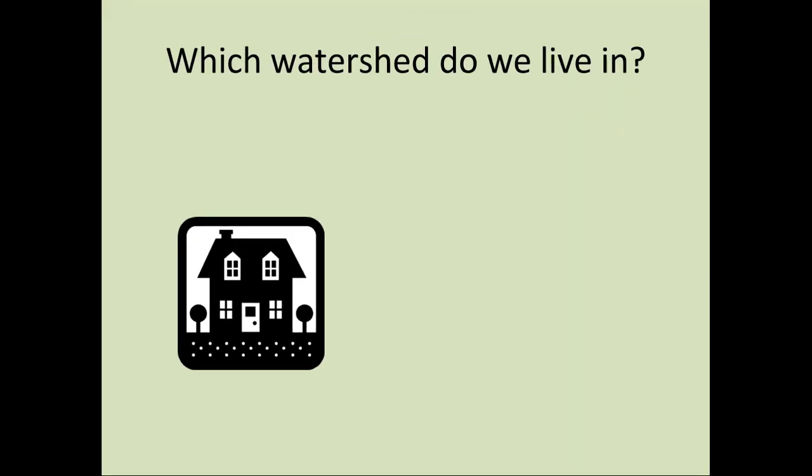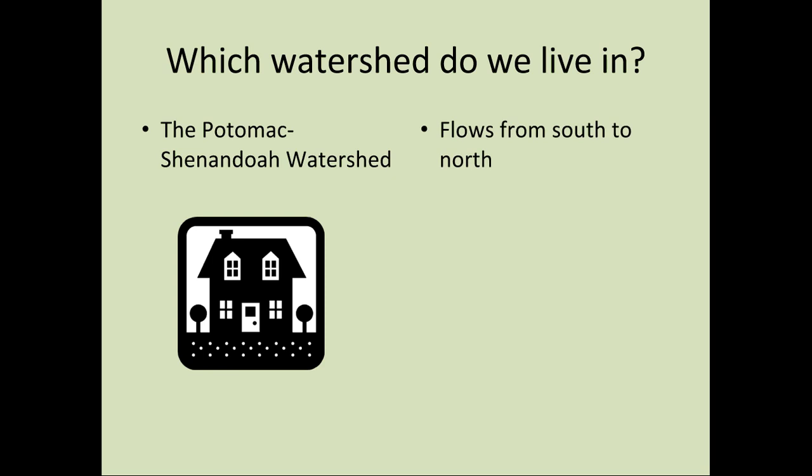Which watershed do we live in? We live in a watershed called the Potomac-Shenandoah Watershed. The Potomac-Shenandoah Watershed is part of a larger watershed called the Chesapeake Bay. The Potomac-Shenandoah Watershed is unique because the water in the Shenandoah River flows from south to north.